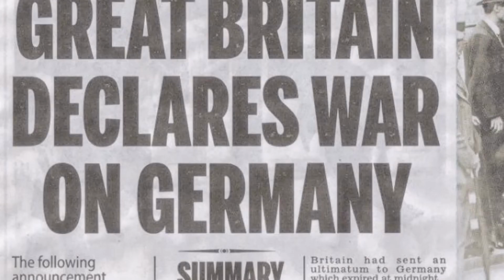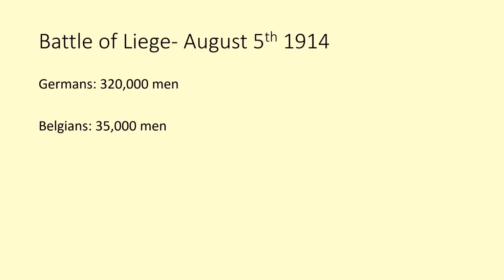Germany ignored the ultimatum, carried on into Belgium, and as a result, Britain declared war on Germany. And there we have the full World War starting to develop. So, following this, on August 5th, 1914, was the Battle of Liege, the first main battle, the main conflict of World War I.